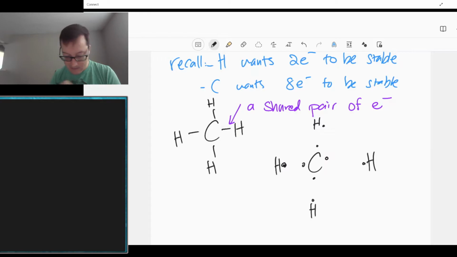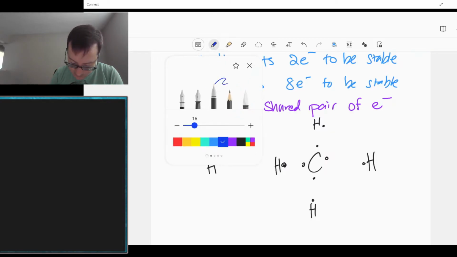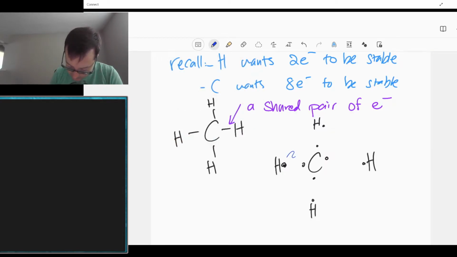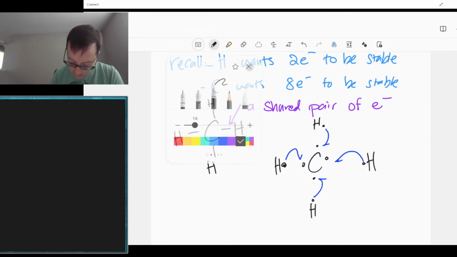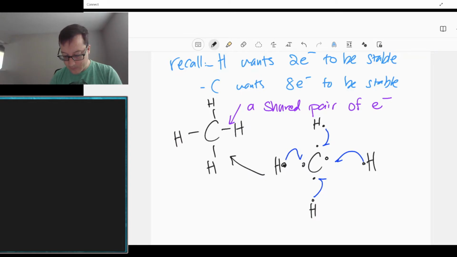And so what happens is these hydrogens are all going to share their electrons, which gives this kind of shared idea here.